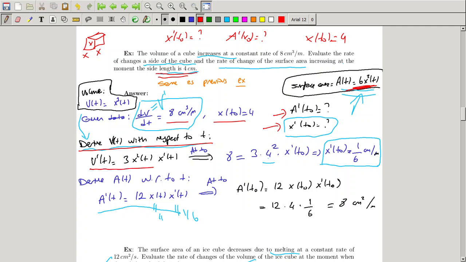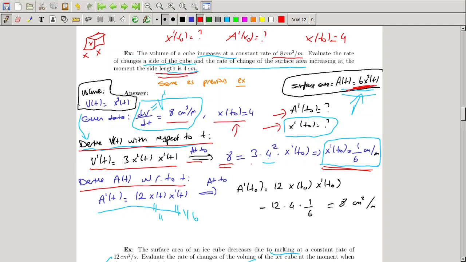If you take derivative, we did already that one, 3x squared times x prime t, and at t0 what do we have? It is given in the question, the volume of cube is increasing, so it is given as 8. So 8 is equal to, on the right side we have 3 times x at t0, and we know that x at t0 is equal to 4, so 4 squared times x prime. So then x prime will be, if I have no mistake here, 1 over 6, x prime at t0.